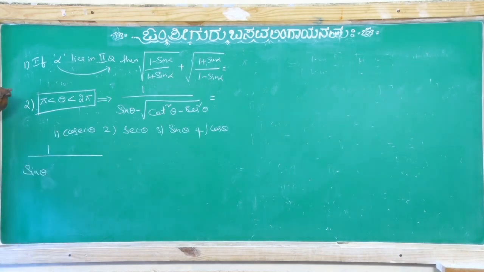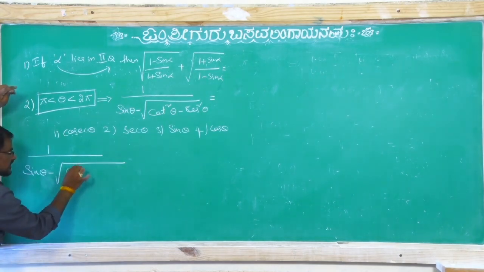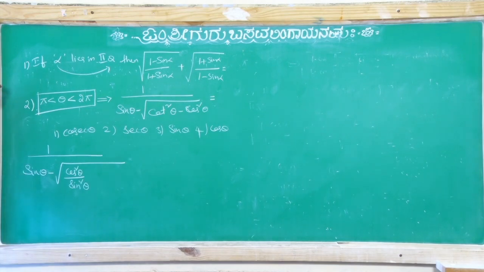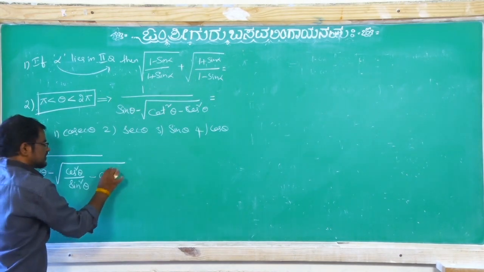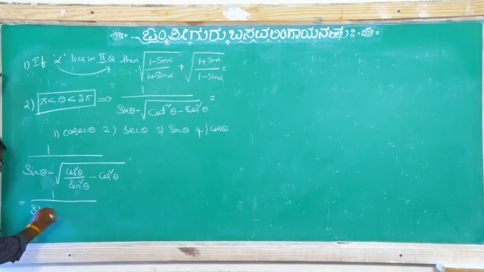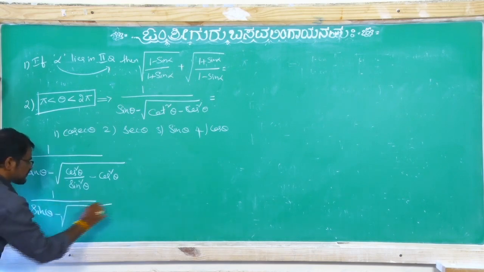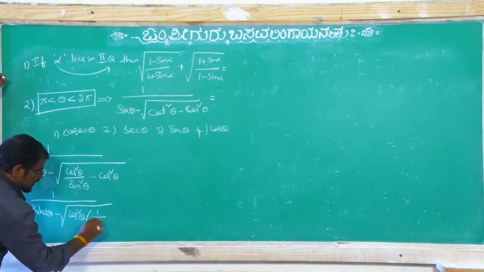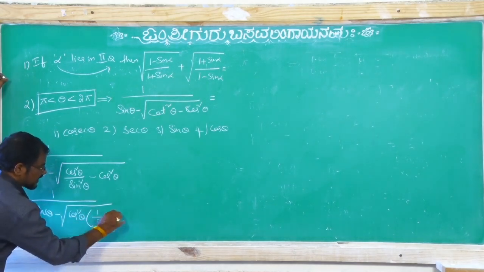That is sin theta minus root of, so this one I will write cos square by sin square, right, minus cos square theta, that is equal to 1 by sin theta. In these two, what is common? Cos square. Okay, you take cos square common. What is remaining? 1 by sin square theta minus 1.